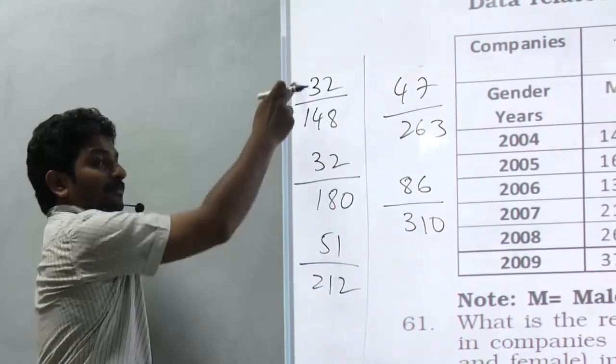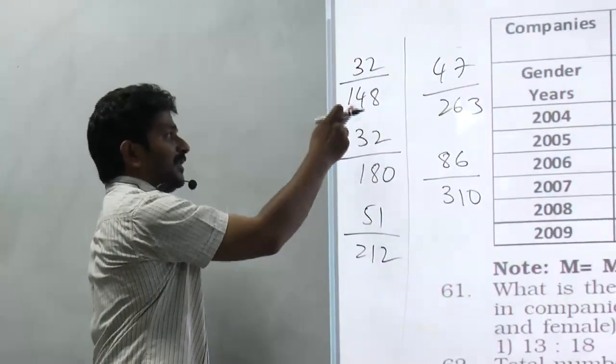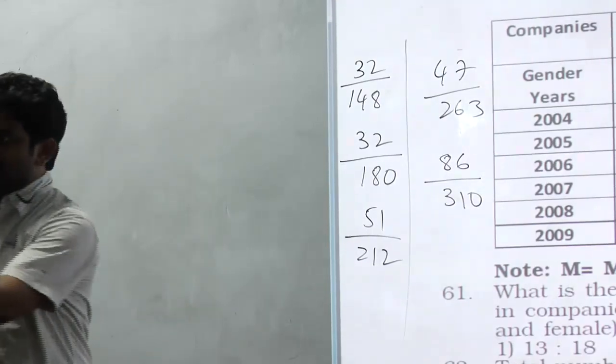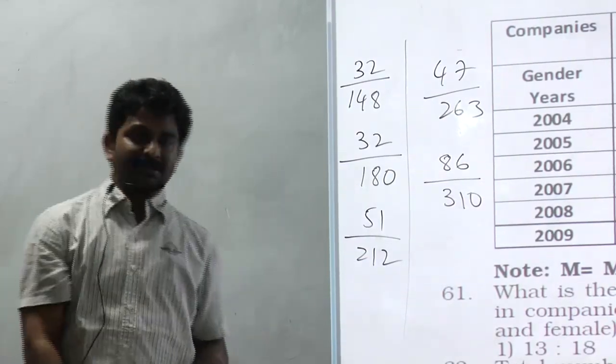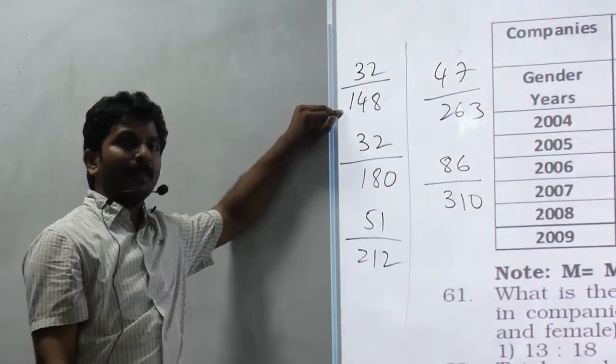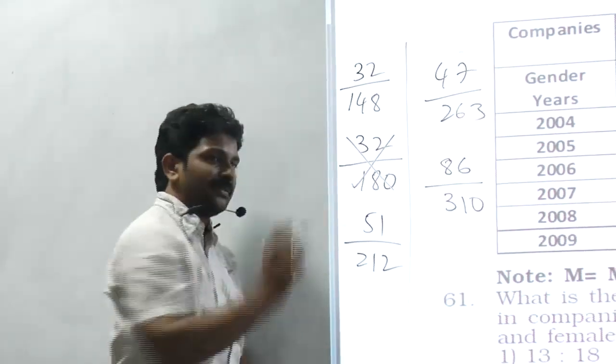Numerators are same. Here denominator is 148 and denominator is 180. You are asked about percentage highest increase. Percentage highest increase. So do you need more number in denominator or less number in denominator? Less number. So this can never be your answer.